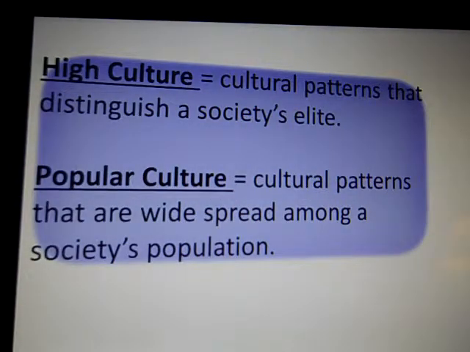Okay, here is the next PowerPoint lecture on culture. We're going to talk about the difference now between high culture and popular culture.